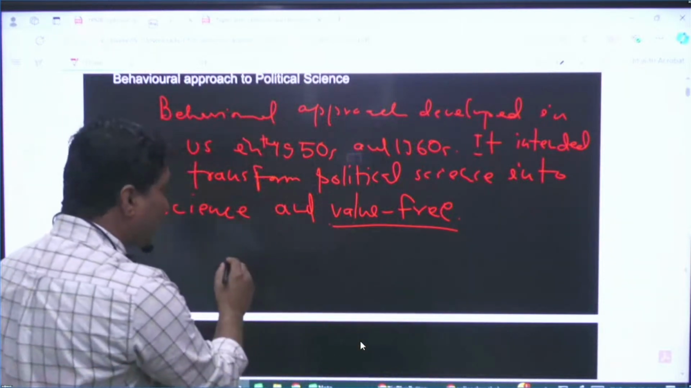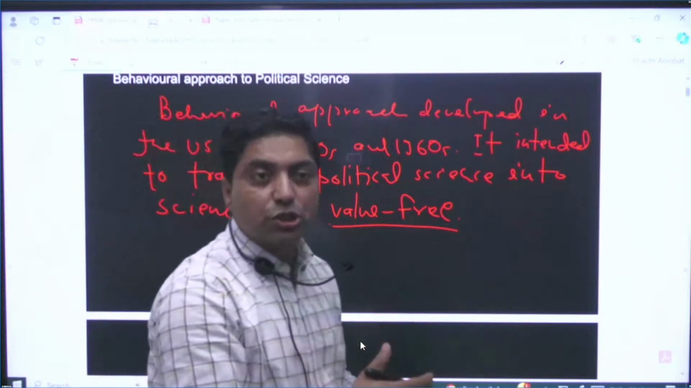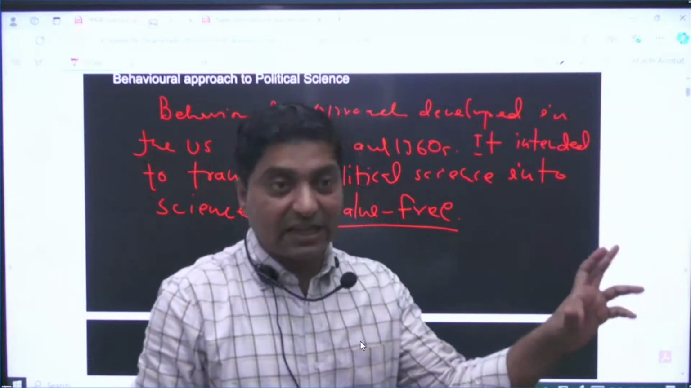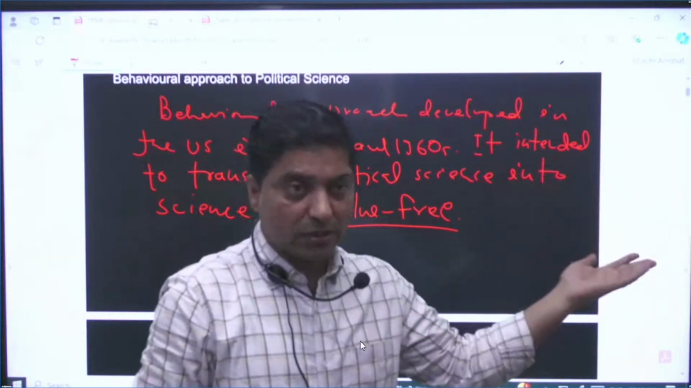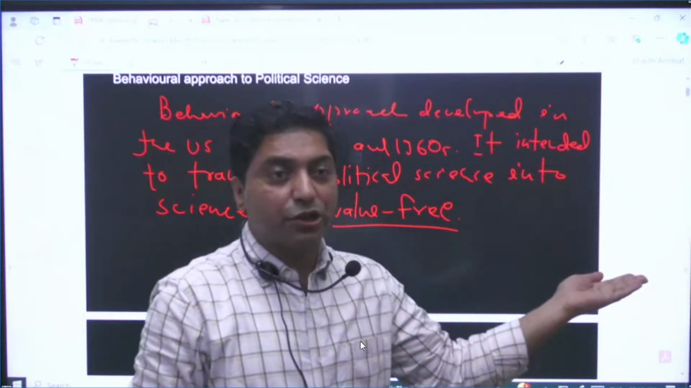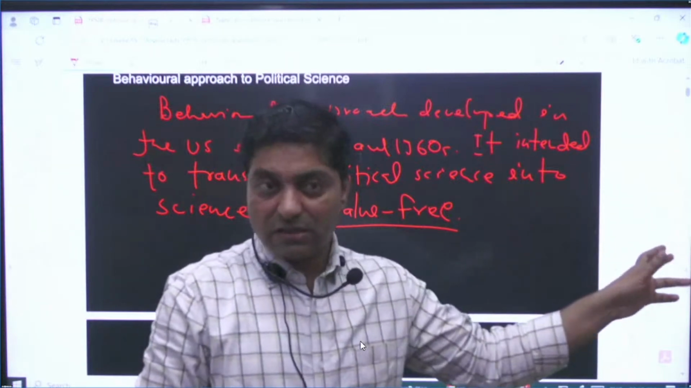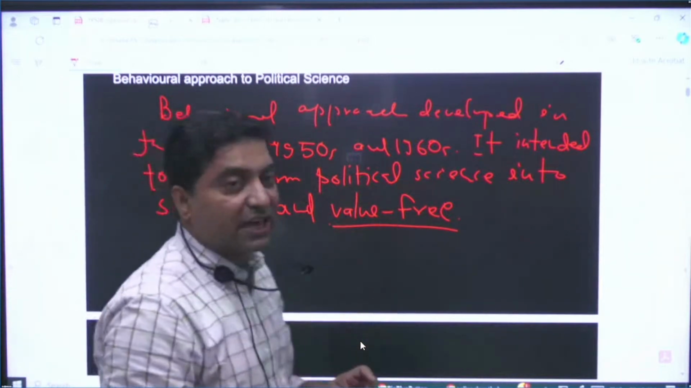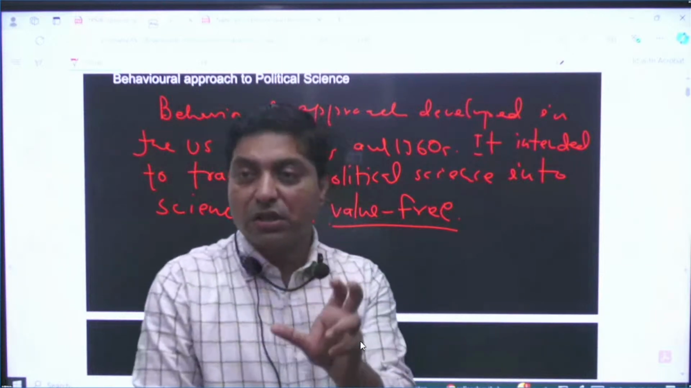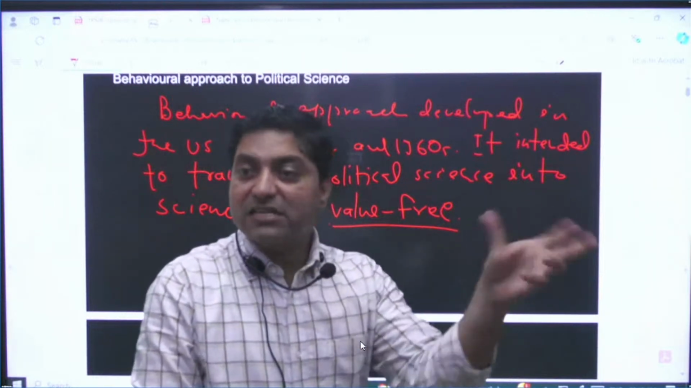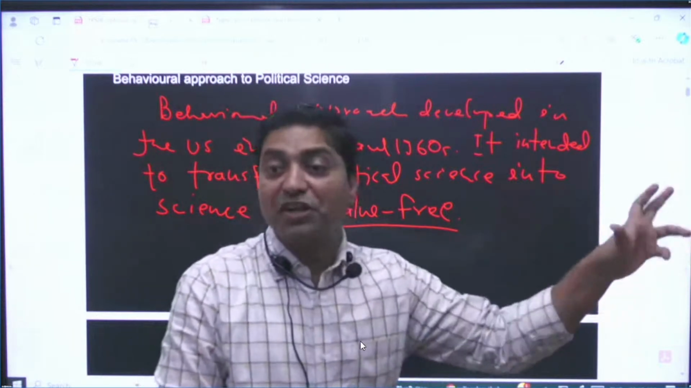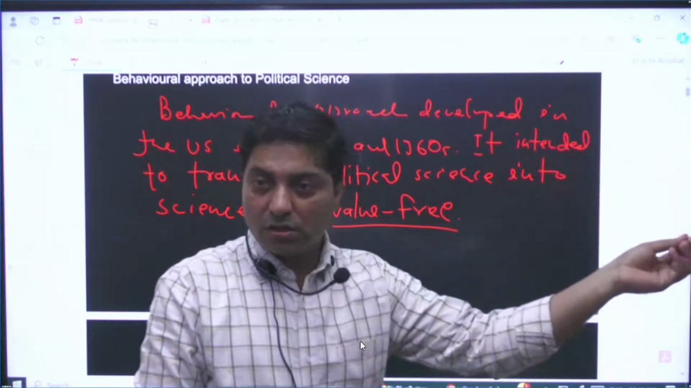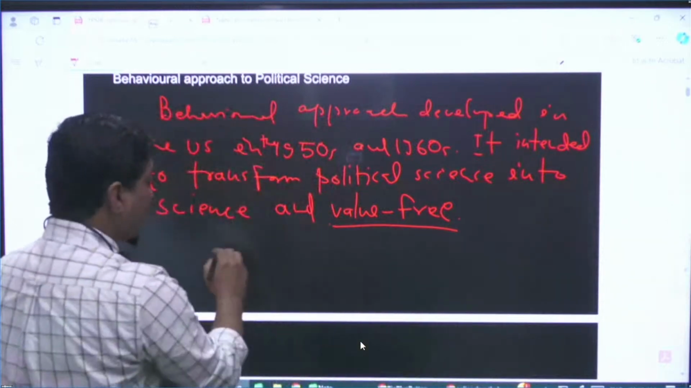Basically, it said that there should be a scientific approach to study political science, and make sure that we can do some prediction in political science, like we do prediction in natural science, like earthquake or physics or chemistry. We are able to do some predictions. So the behavioral approach tried to make the social science into science through some observation, some verification, some technique, some scientific data, some mathematical quantification. Quantification means taking something in numbers.